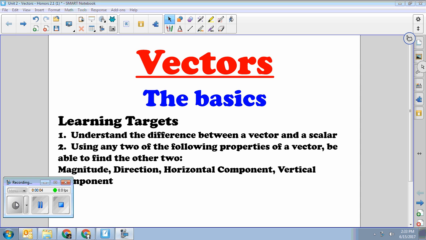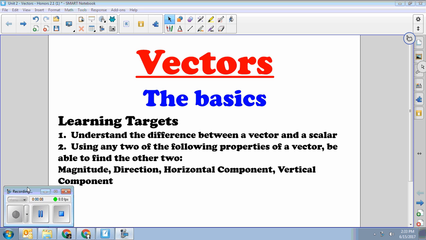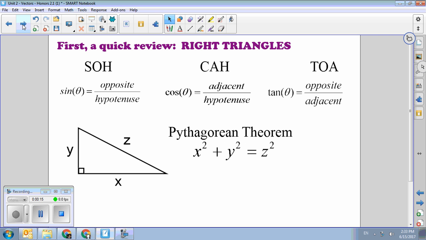So our next unit is going to be about vectors. In this video, we're basically just going to learn the basics. Here are your learning targets. Make sure you read through them. I think they're fairly straightforward. So here we go. First of all, a quick review.